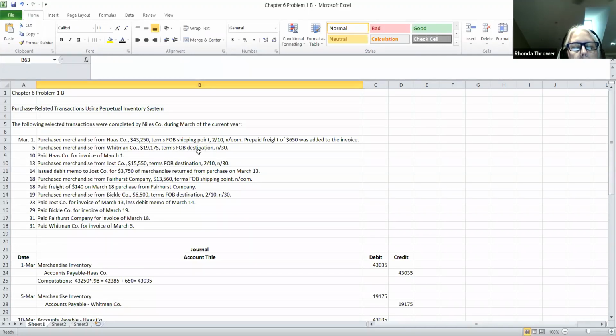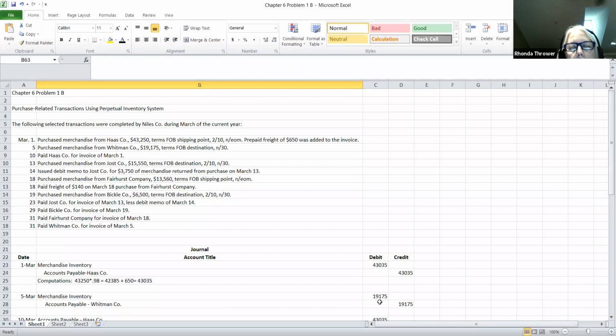The terms were FOB destination. These are our shipping terms. If it's FOB destination, it means the seller has agreed to pay the shipping. So that will not be reflected in our books at all because we're going to be the purchaser. Notice the terms are we have 30 days to pay this amount. They did not give us a discount. If they had, they would write like 2/10 or 1-15, net 30. In this case, there's no discount that's offered. So we have to pay the full amount in 30 days.